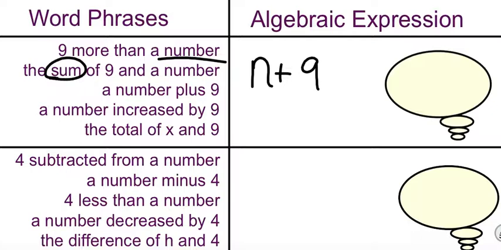This next word is sum. What is sum? Well, sum is adding together. So again, it's the sum adding together 9 and some number, which is the same exact expression. A number plus 9. Here's our word right there to tell us we're adding. A number increased by 9. The total. If a total, I'm grouping it together.